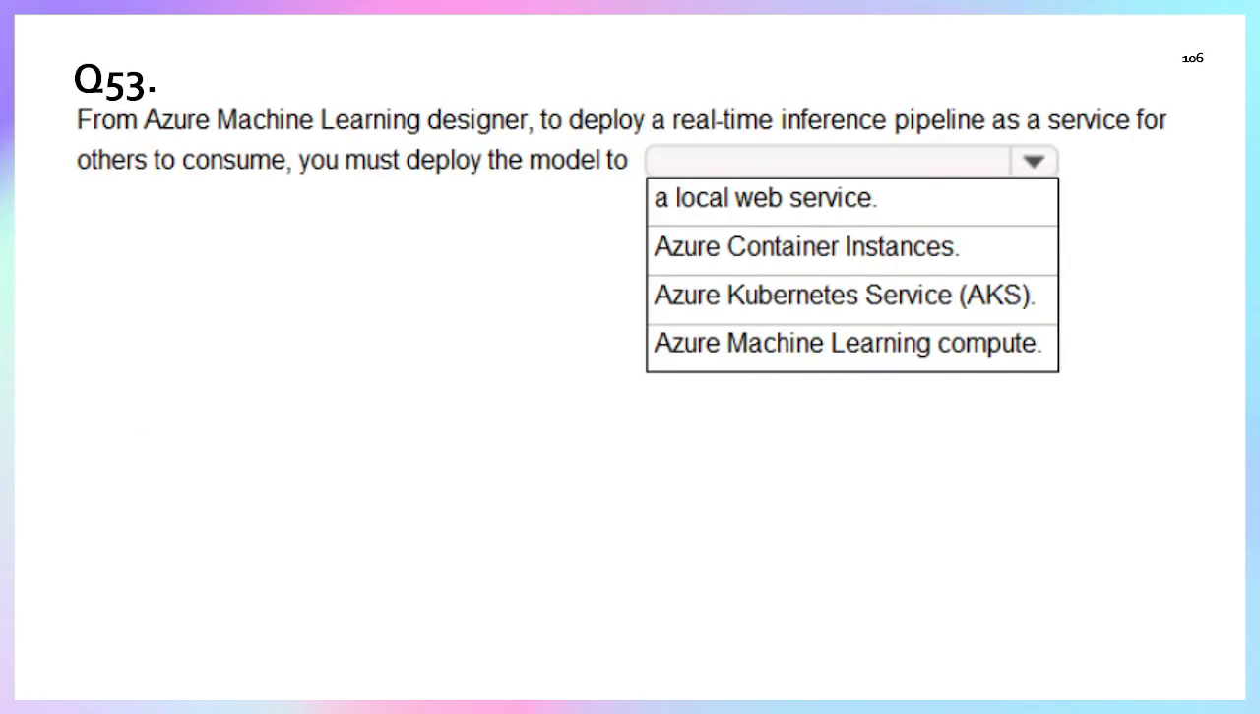Question number 53. From the Azure Machine Learning Designer, to deploy a real-time inference pipeline as a service for others to consume, you must deploy the model to a local web service, Azure Container Instance, Azure Kubernetes Service, or Azure Machine Learning Compute. So you have Azure Machine Learning Designer and you need to deploy a real-time inference pipeline. For that, Azure Kubernetes Service is the best option to deploy your model.